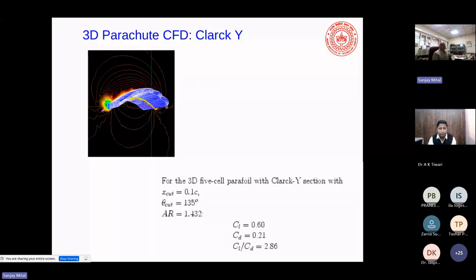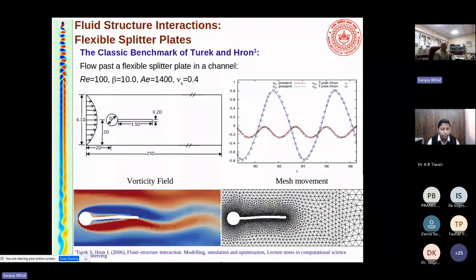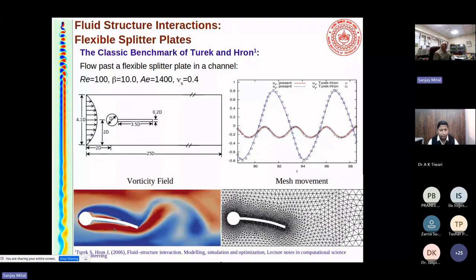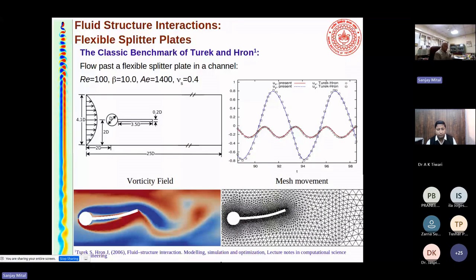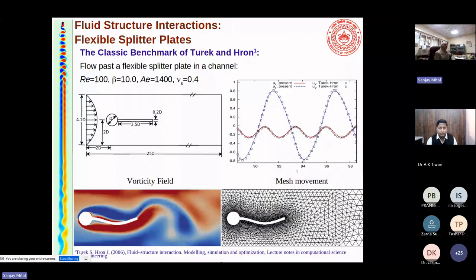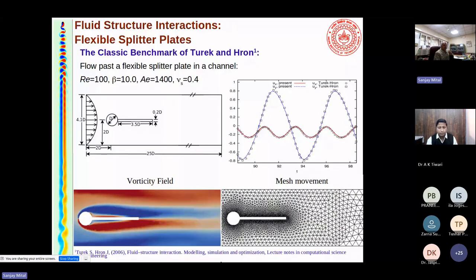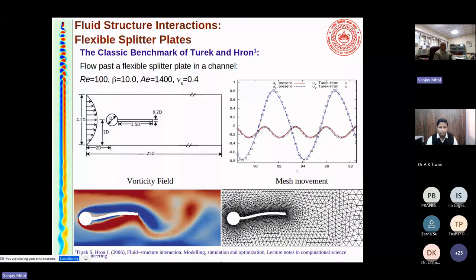Okay, I show you some examples of fluid structure interaction. So if we are interested, let's say in the shuttlecock case, then the fluid forces act on the structure and the structure deforms, and you want to look at that. So here is a benchmark problem from Turek and Hron. There is this splitter plate behind a cylinder and it vibrates under the action of fluid forces. So the important thing here is you are solving for three things: the fluid, the structure, and then the mesh.